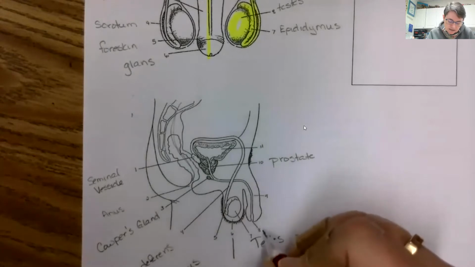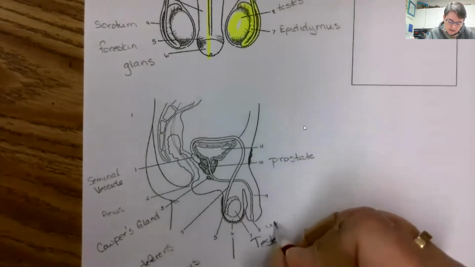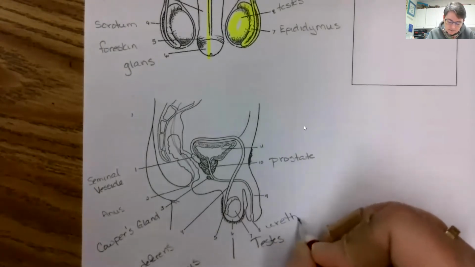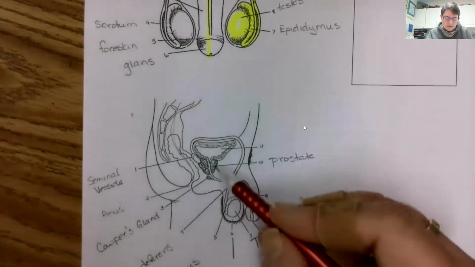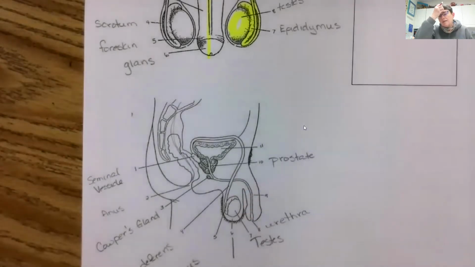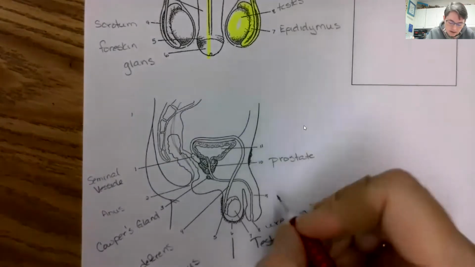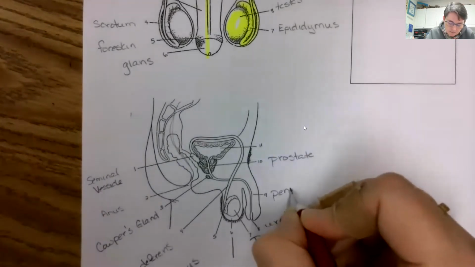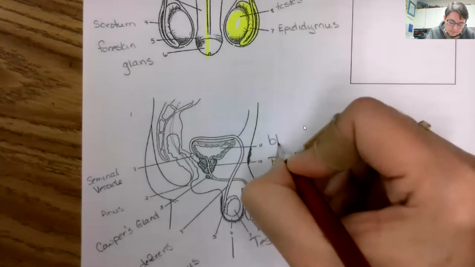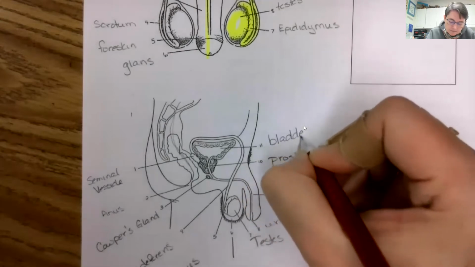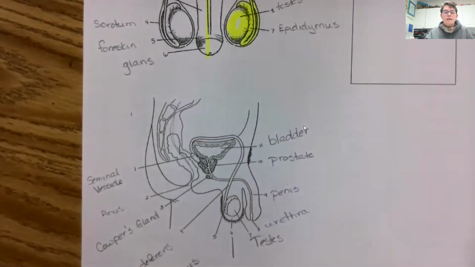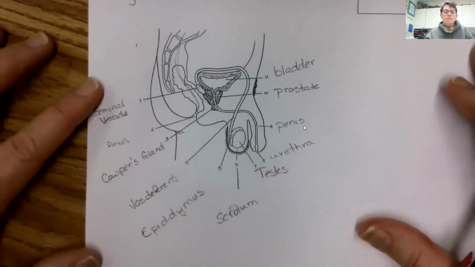And I'm not sure what that's supposed to be. I'm going to say that's urethra. So that's the same tube that, again, the bladder urine comes out of. And we got penis. And bladder.